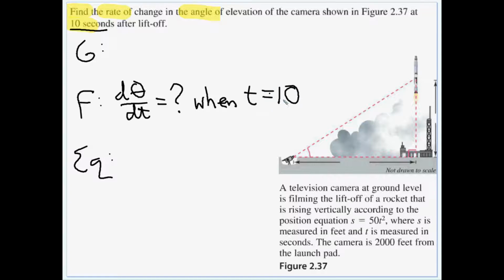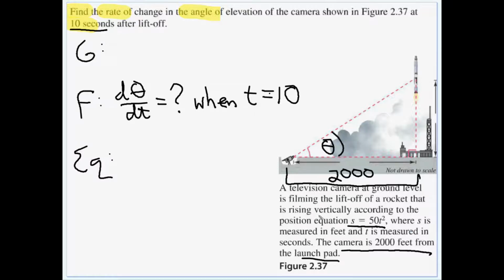Now here, the given part, the setup to the problem I read up here, but let's go look underneath the picture. It says a television camera at ground level is filming liftoff of a rocket rising vertically according to this position equation. S equals 50t squared. Where S is measured in feet, t is measured in seconds, the camera is 2,000 feet from the launch pad. So I can just squeeze it into the picture. This side of the triangle is 2,000 feet from the camera to the rocket. So we got 2,000 there.